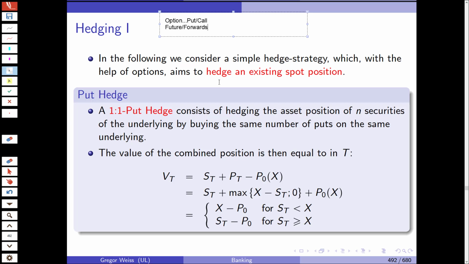So let's do hedging. We will consider first a simple hedge strategy with the help of options, and we have an existing spot position. So we are in possession of an asset position of N securities. So let's assume for the moment that we have 12 Daimler stocks.